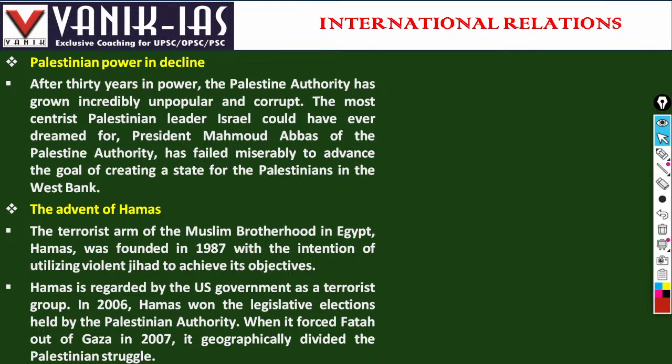Then the Palestinian power in decline. After 30 years in power, the Palestinian Authority has grown incredibly unpopular and corrupt. And the Hamas takeover of the Gaza Strip in 2007 is an example of the failure of the Palestinian Authority led by President Mahmoud Abbas, which led to the terrorist group taking control of a part called the Gaza Strip.